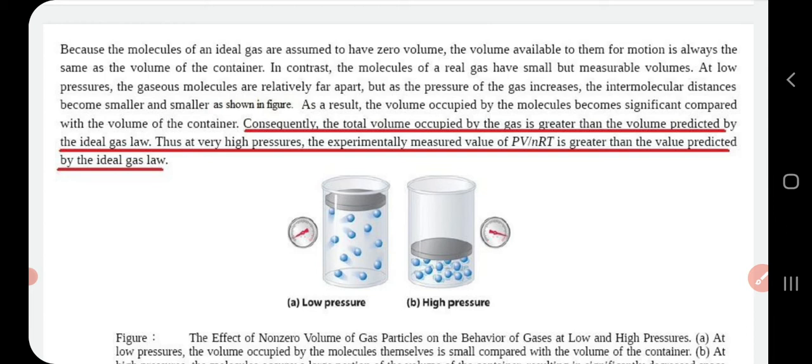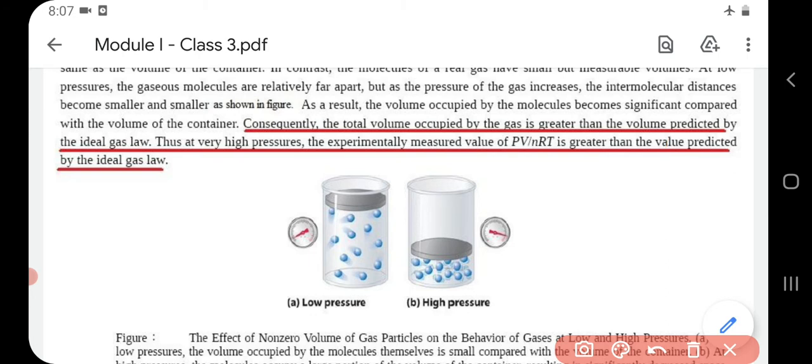But as the pressure of the gas increases, the intermolecular distance becomes smaller and smaller. See, it is very clear from the figure given below. That is, at low pressure, all the molecules are far apart. There is a large distance between the molecules. But when the pressure becomes high, all the molecules come close together. That is, the molecules are close to each other.